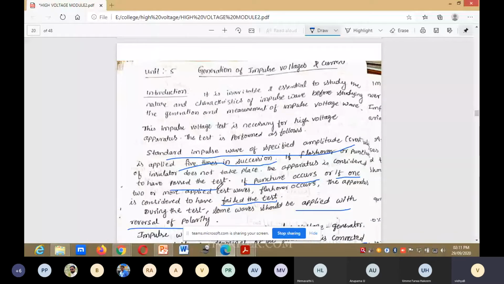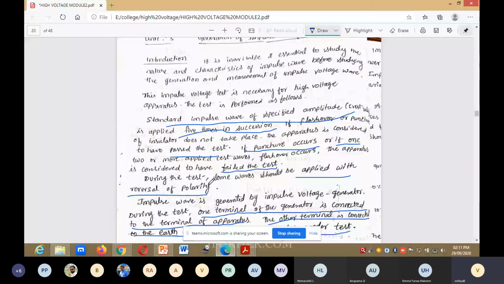If puncture occurs, or if flashover occurs in one, two or more of the applied test waves, the apparatus is considered as having failed the test. This is the procedure for the standard impulse test. During the test, some waves we need to apply with reversal of polarity.